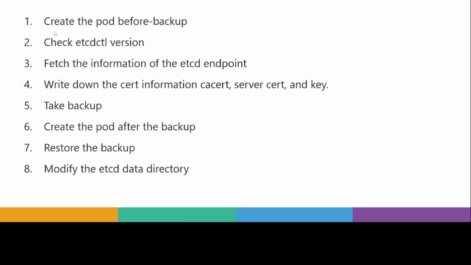Here is the overview procedure. First we are going to create the pod, and then we are checking the etcdctl version. Once we do that, we fetch the etcd endpoints, and further we take the information about the certificates present on etcd. Once we have done that, we will execute the backup command, and we'll create one more pod after that backup, and once the pod is in running state, we will restore the backup.